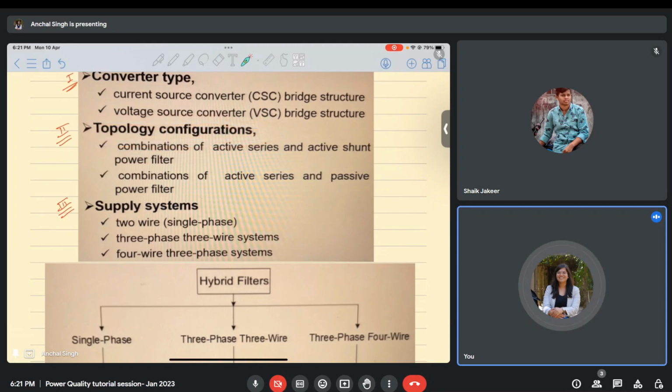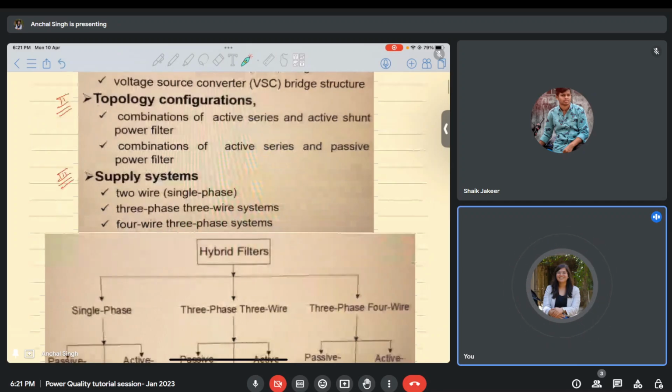Okay. Then there is a third classification, which is based on the supply system. Now, the supply system to our homes could be a two-wire system, three-wire system, or a four-wire system. So, based on this classification, whether we are talking about a compensator or a power filter for a two-wire supply system, three-wire supply system, or four-wire supply system, we can categorize our filters in these three categories on the basis of their supply systems.